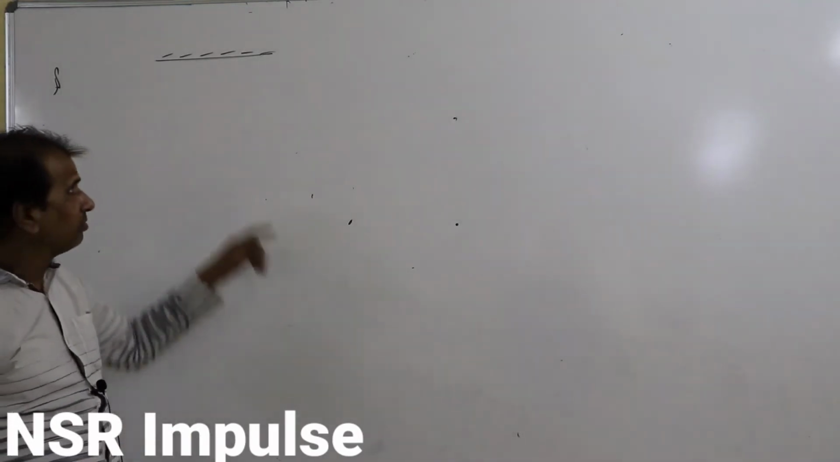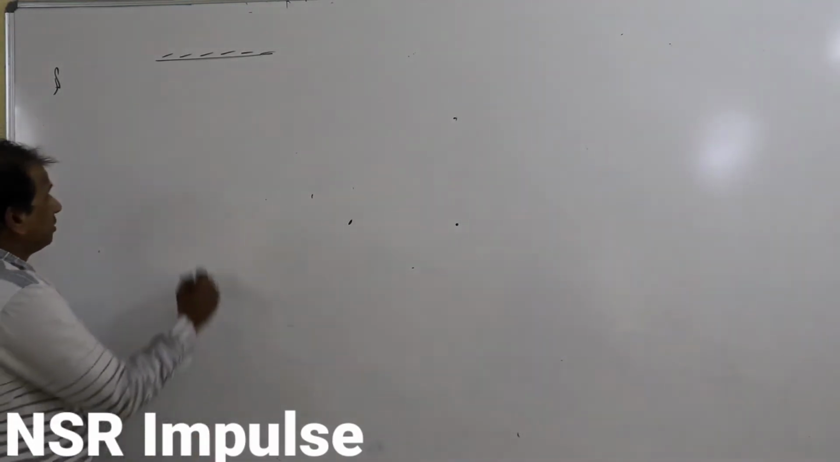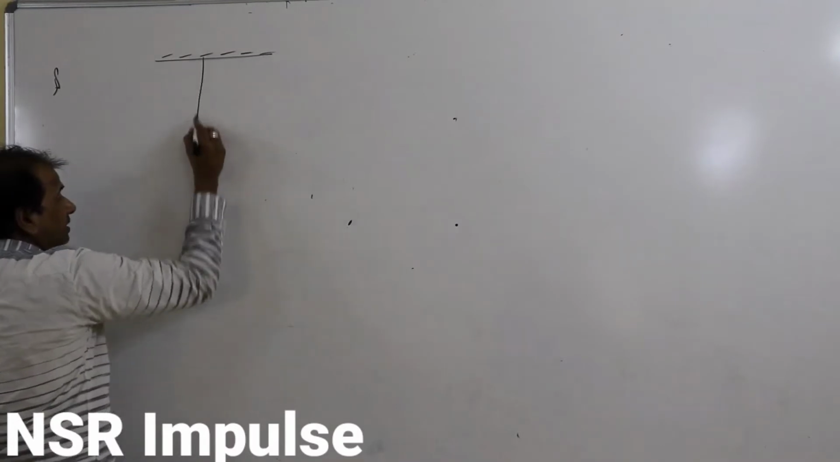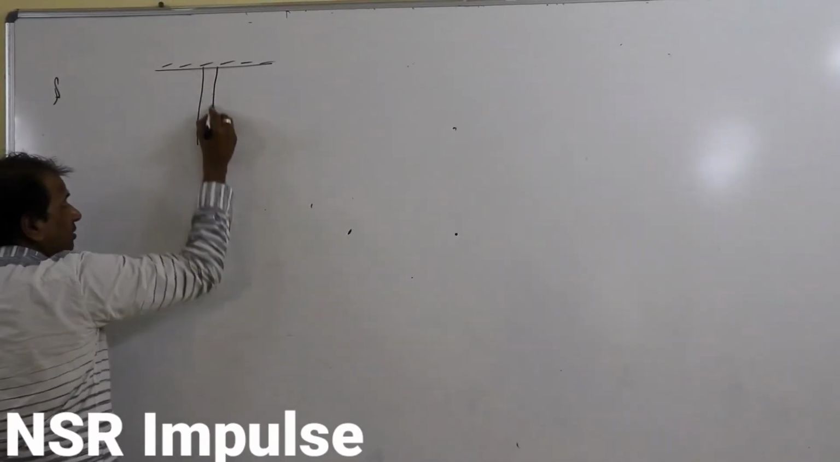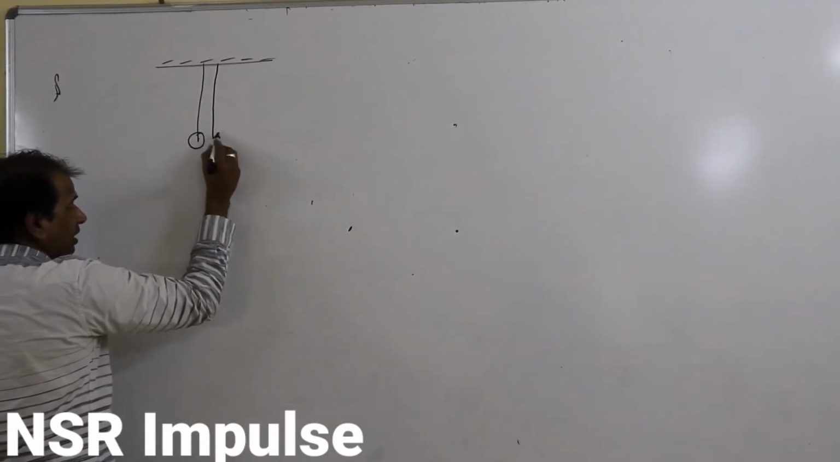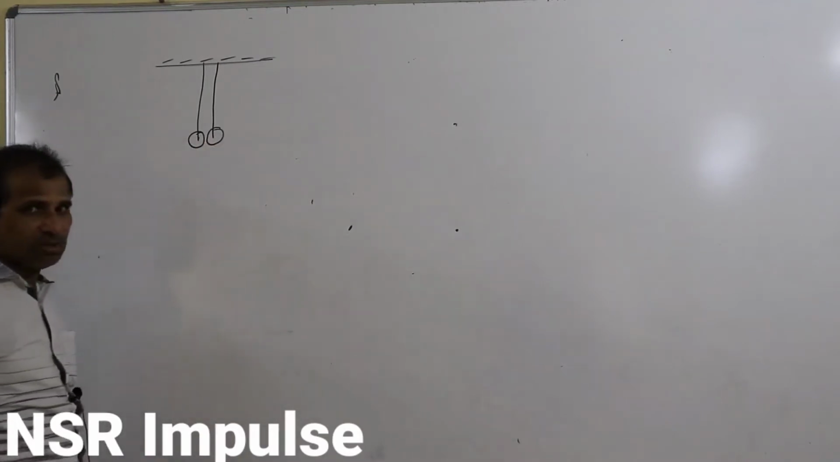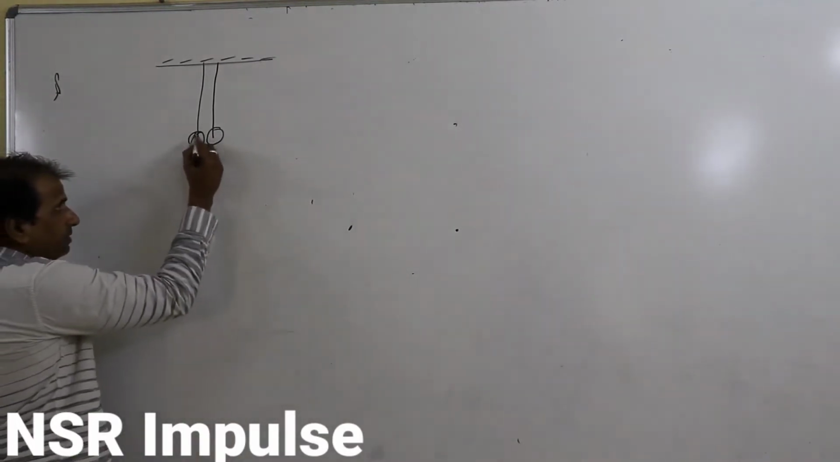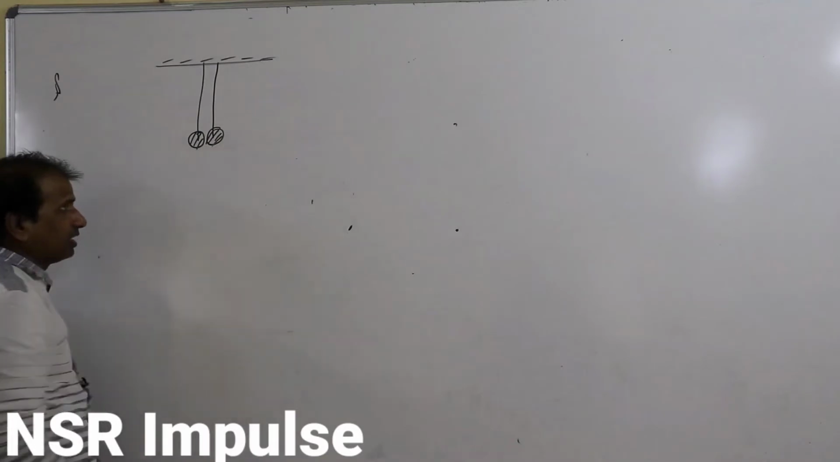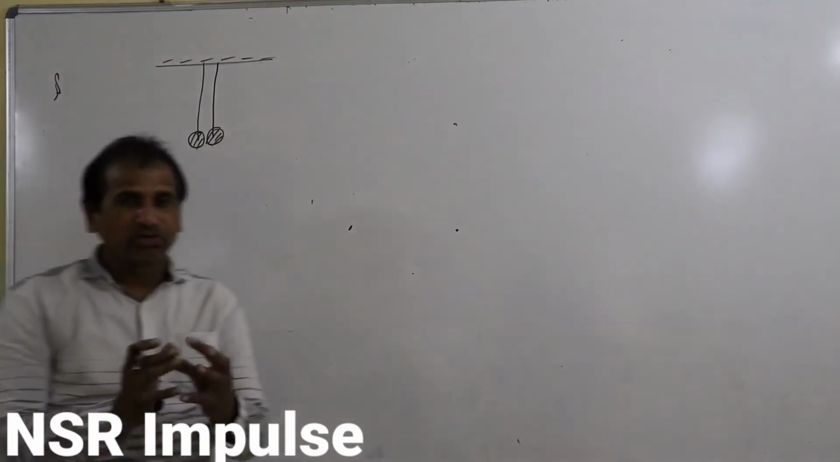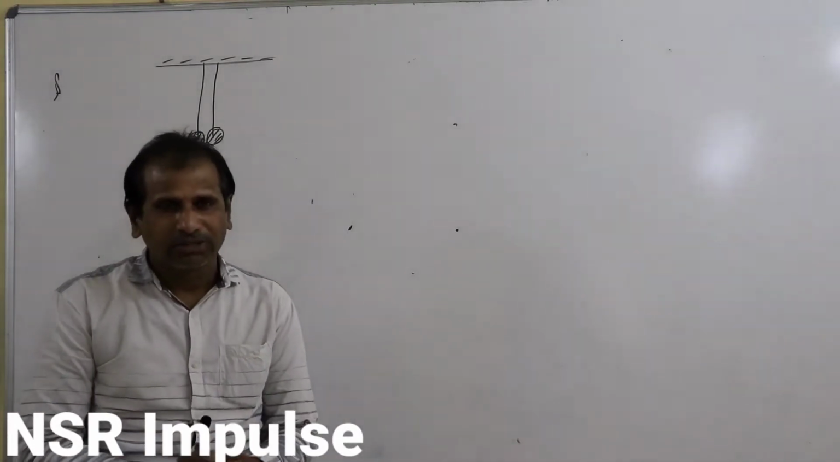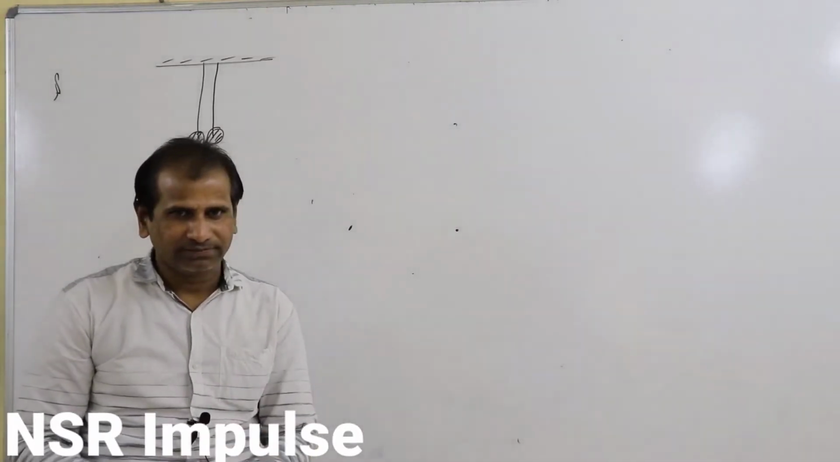This is one rigid support we have taken. From this rigid support, two strings are taken like this. Now here we have attached two charged balls. This is one charged sphere, this is another charged sphere. Two charged spheres, but the case is they have the same charge.